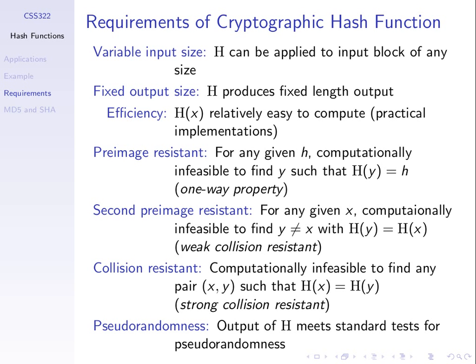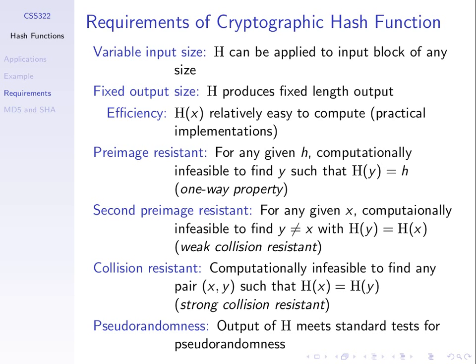The second property, weak collision resistance, is about finding collisions. That's why we call it a collision resistant property. If this property holds, then our hash function is resistant against collisions. It's impossible to find collisions. And it's the same with the third property. If this property holds, then our hash function is resistant against collisions, but we distinguish between certain types.